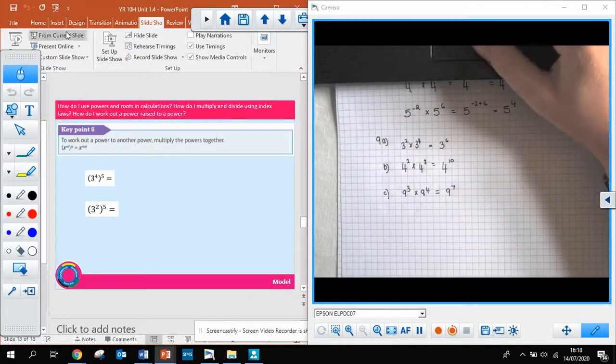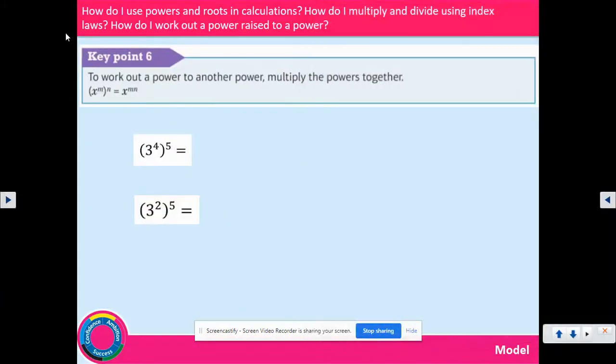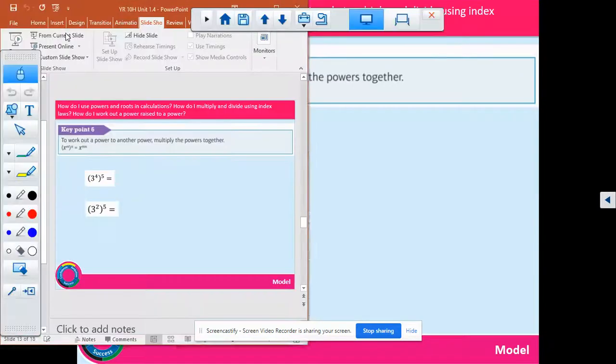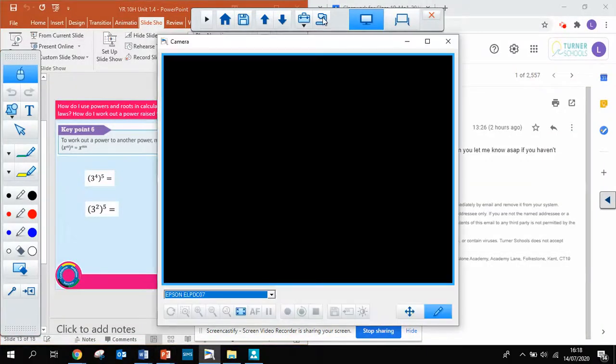Okay, the next rule that we're going to look at, the key point that we're looking at is to work out the power that's raised to another power, okay? So if you see it in this form, where they're asking you, actually, what that question is saying there, 3 to the power of 4, all raised to the power of 5. Okay, so that's 3 to the power of 4 to the power of 5. And the rule that we use when we do that is that we multiply our powers together. Okay, and I'll make that make sense now as I go through the solution to that.